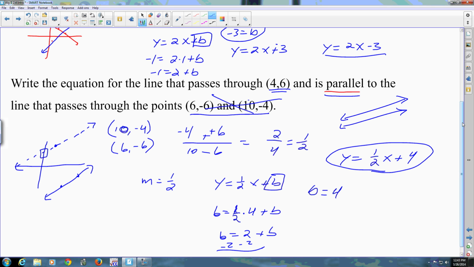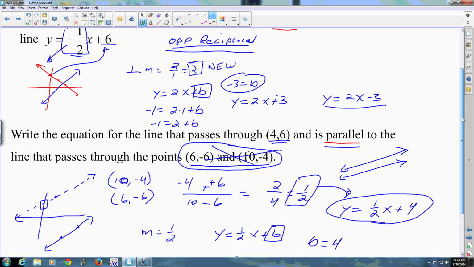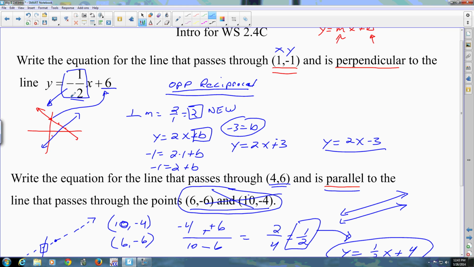Okay, so parallel lines have the same slope. Perpendicular lines have the opposite reciprocal. The first thing you need to find is the slope, either through the given points that they tell you, or by peeling off the slope that they give you, and then either taking the opposite reciprocal or keeping it because it's parallel.